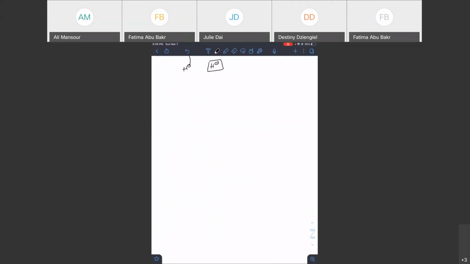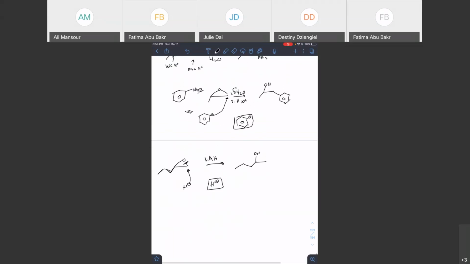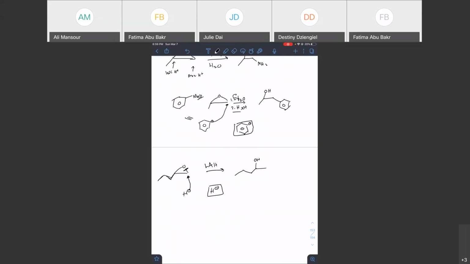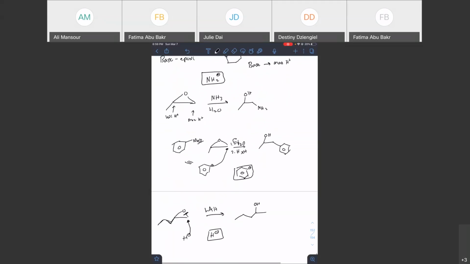Okay. I'm not sure whether it's about the solvent or if it's about the actual nucleophile. I'm not totally sure. But anyways, the reason I don't think it's about the solvent is because the solvent here is an H3O plus. What do you guys think? Is it about the solvent or about the actual nucleophile?